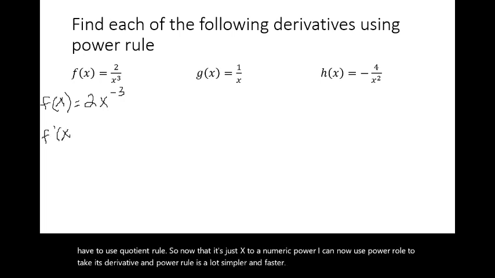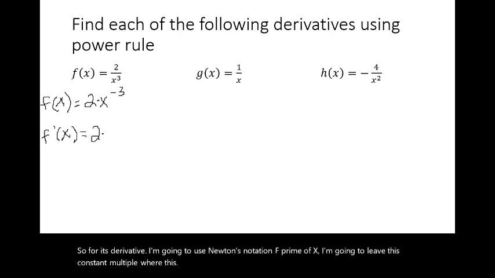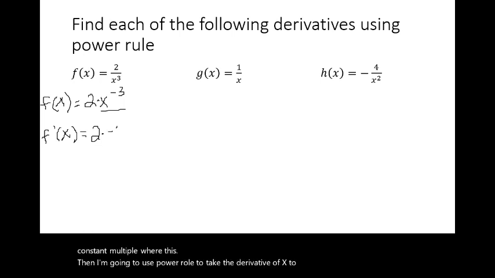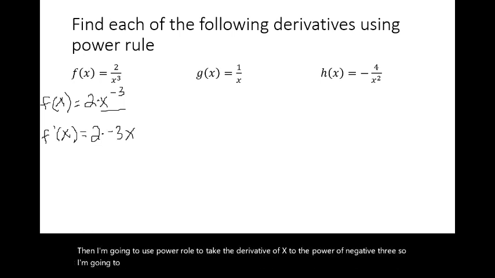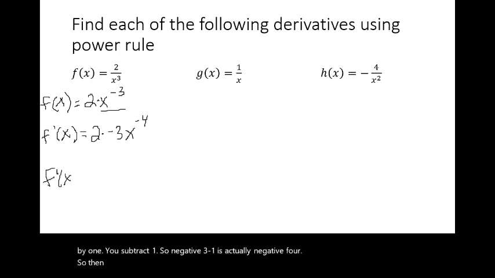So for its derivative, I'm going to use Newton's notation, f prime of x. I'm going to leave this constant multiple where it is. Then I'm going to use power rule to take the derivative of x to the power of negative 3. So I'm going to move down the power, and be very careful with this. When you decrease the power by 1, you subtract 1. So negative 3 minus 1 is actually negative 4. So then we get a derivative of negative 6 x to the power of negative 4.